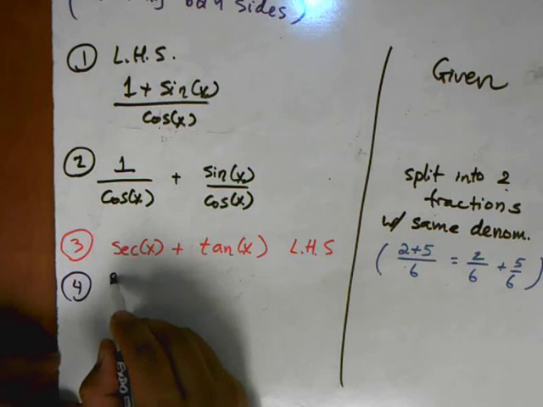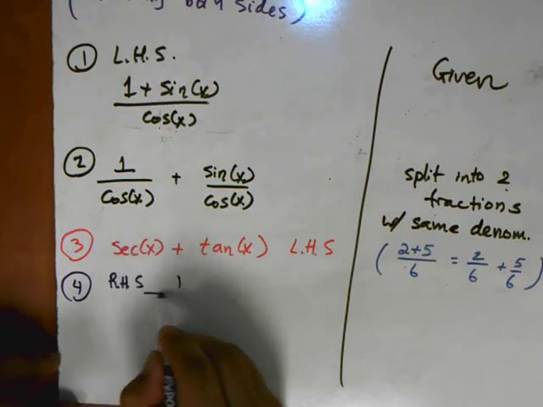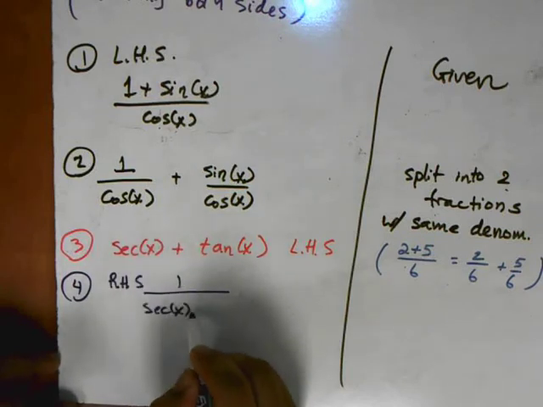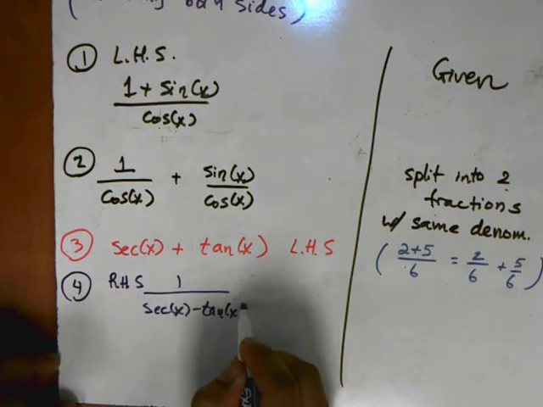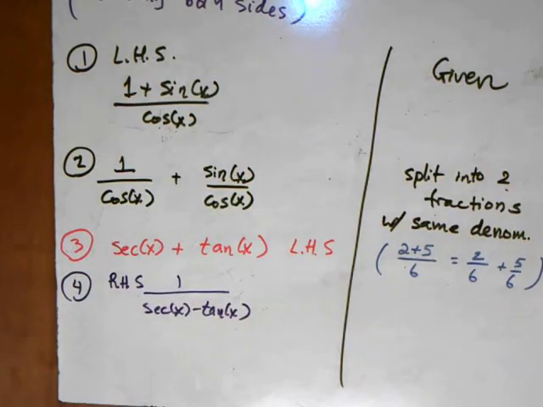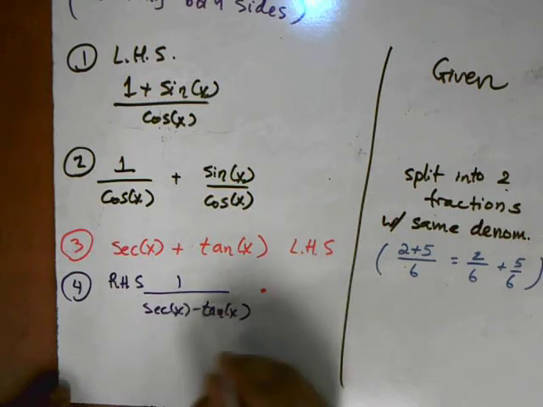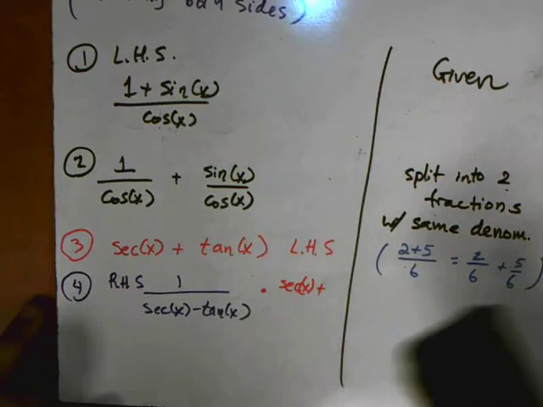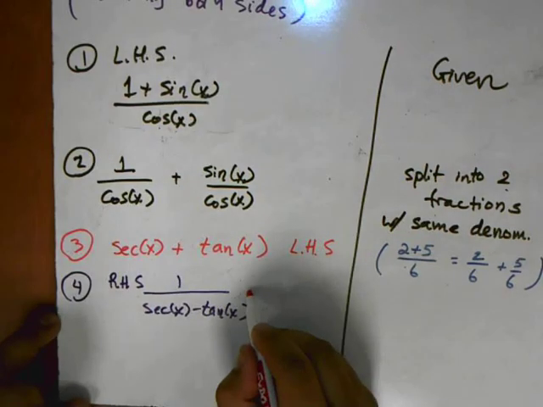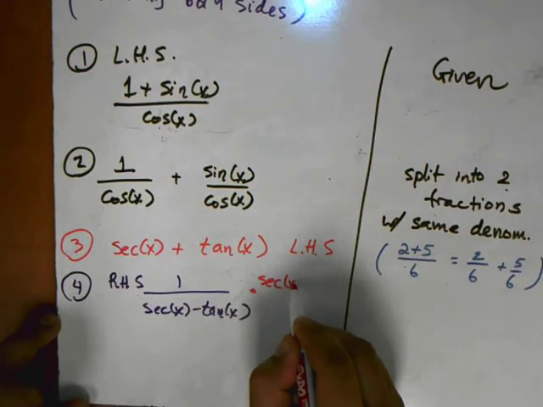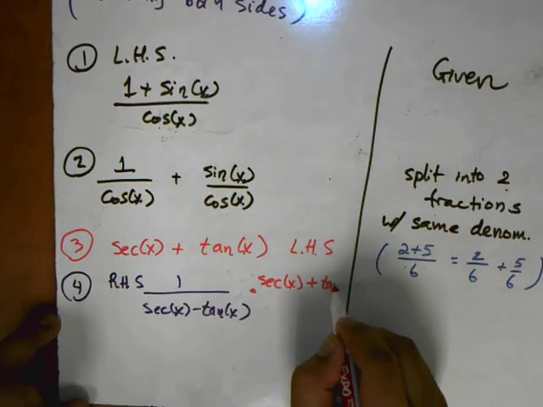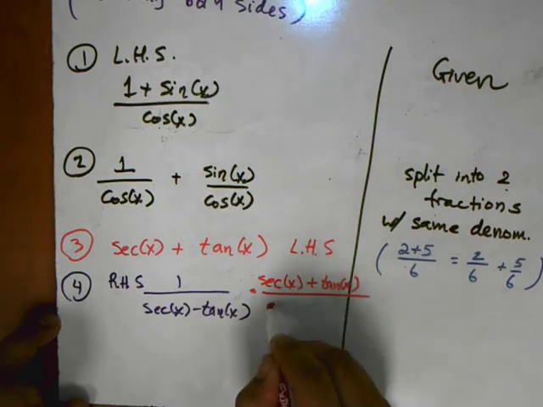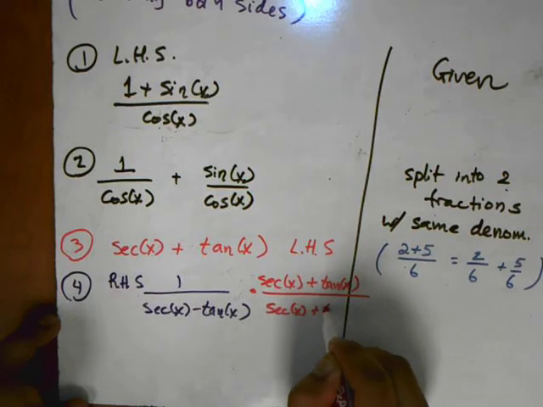So for the right hand side, I have 1 over (secant of x minus tangent of x). Okay. And what I'm going to do is multiply this by secant of x plus tangent of x over secant of x plus tangent of x.